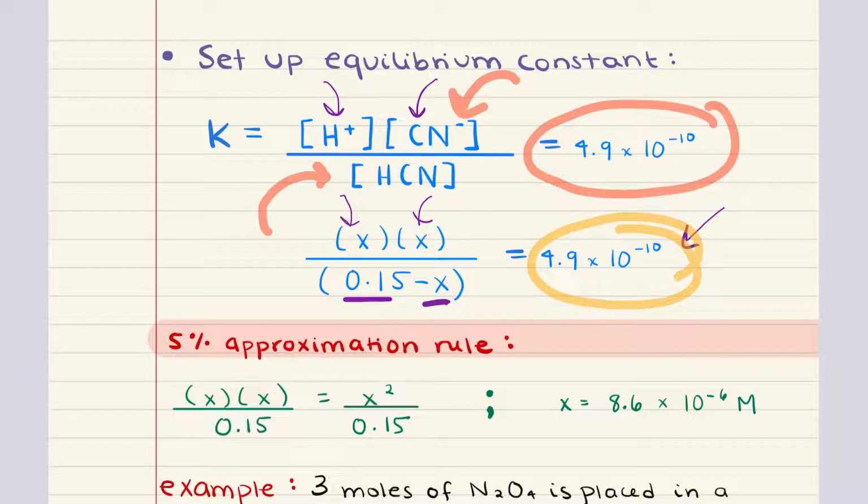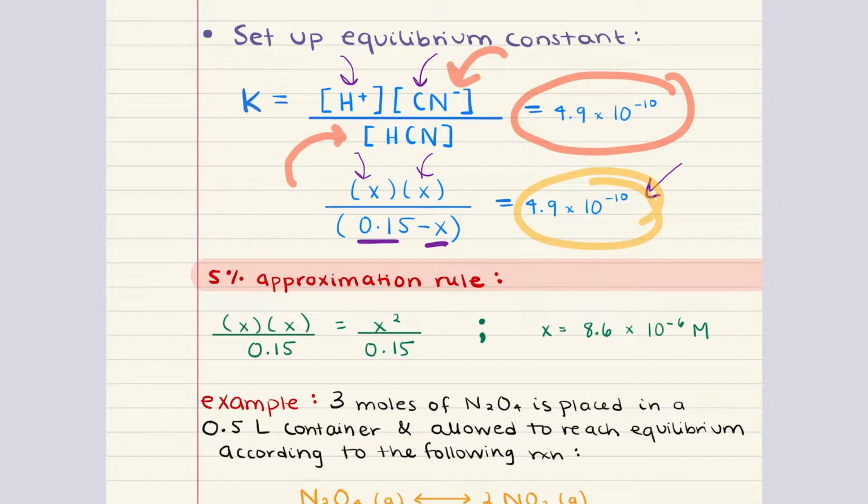This assumption will be a safe bet for the MCAT, because without this assumption, solving this problem will be very complicated because you're going to need to use the quadratic formula, and that is outside the scope of the exam. What that means then, when we use this 5% approximation rule is that this denominator, the 0.15 minus x term, just becomes 0.15. So this is what we have to work with, and this is going to be a lot easier to calculate.